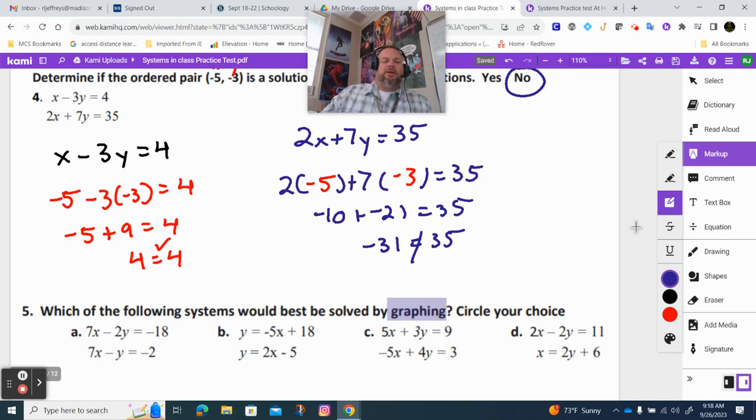that's a rumor. All right, which of the following systems is best solved by graphing? Okay, graphing is when they're y equals mx plus b. It's this one. Remember, it's blatantly obvious. Yeah, they both start with y.